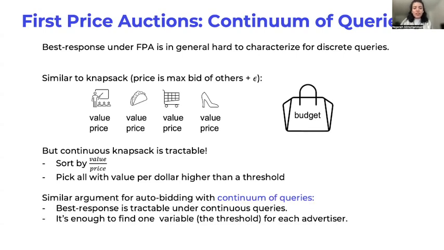And using a continuous set of queries, we can show that the best response strategies of the auto bidders become tractable. And as before, we only have to look at uniform bidding. So per advertiser, there is just one variable, which is the threshold that defines this value over price that we have to track.